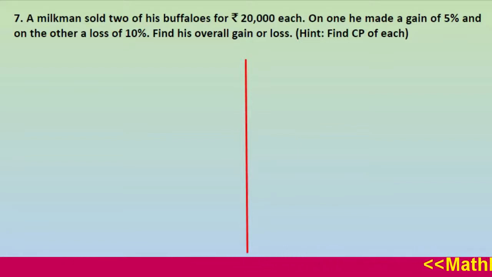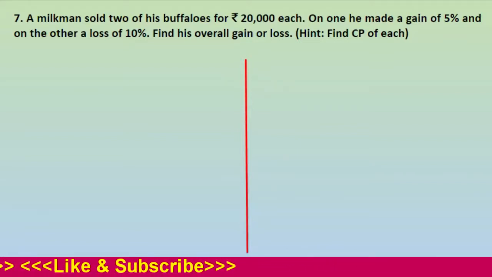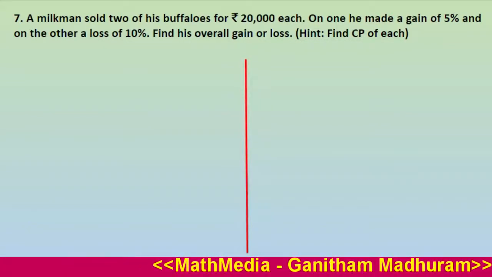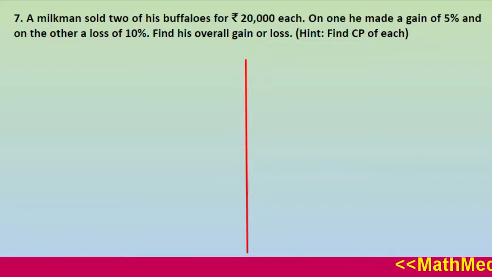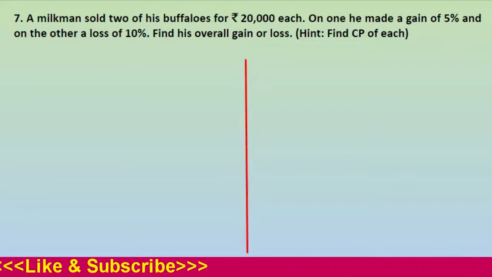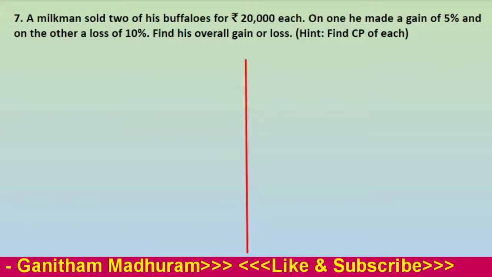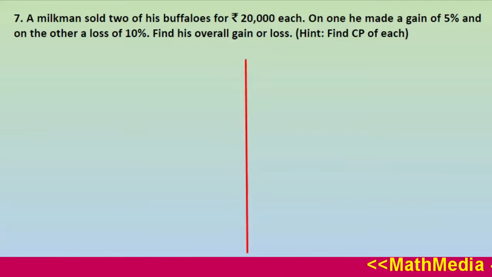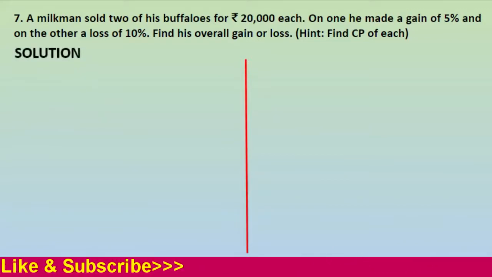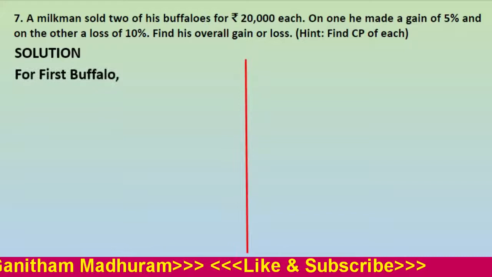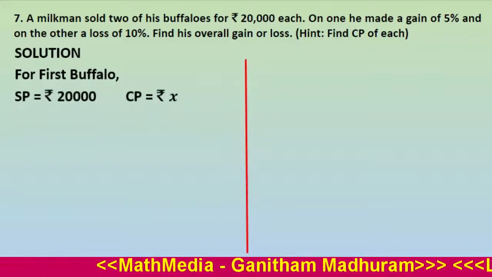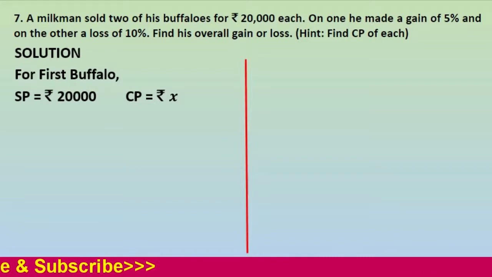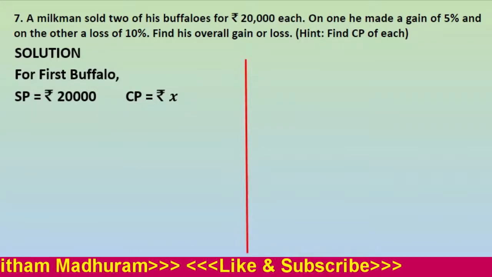And while selling one buffalo, he made 5% profit. With the same selling price, for the second buffalo, he made a loss of 10%. We have to find whether he made overall profit or loss. So we can solve. First, SP of first buffalo is rupees 20,000. Cost price we don't know, so we can give it as rupees X, that we have to find out.